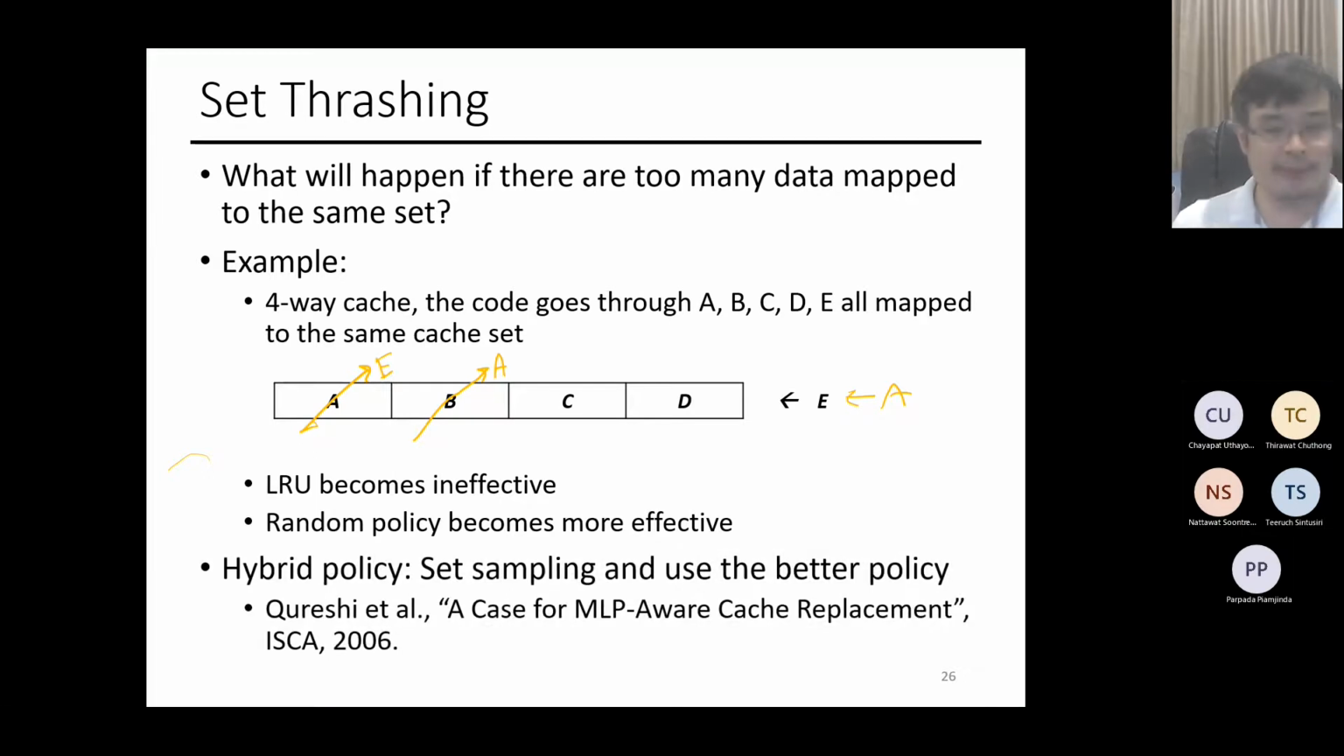So you can have something like a hybrid policy. This is a paper proposed by Moin Qureshi. He's a professor at Georgia Tech. This was proposed in ISCA 2006. Basically, the paper talks about how we can actually sample and see whether LRU is effective or not. If it's not, then you use a random policy.